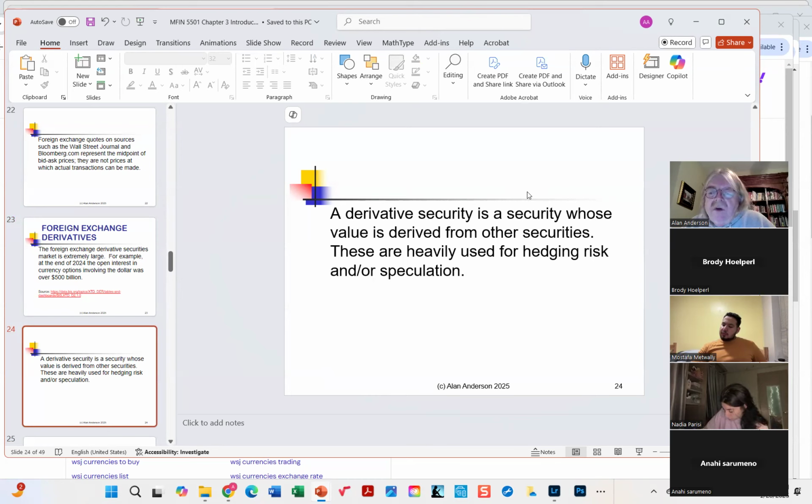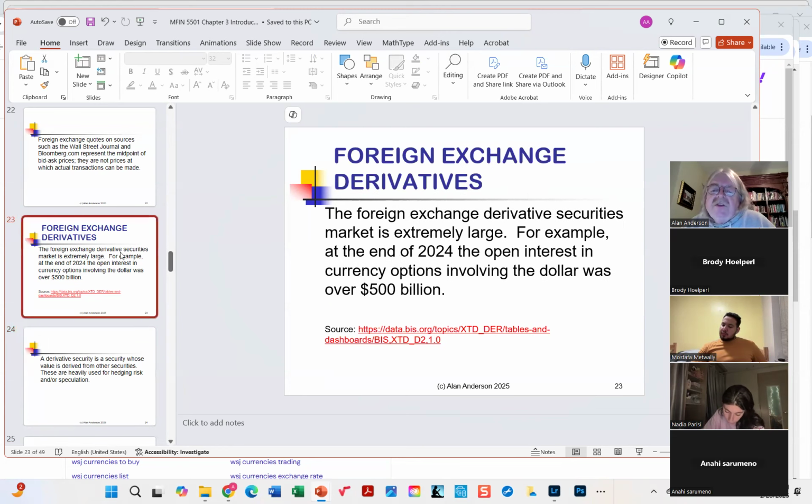Now, we're going to see later on in more detail what these securities are all about and how to use them. But for now, they just wanted you to be introduced to the idea. Just to give you a sense of how useful and powerful these things are, if you look at the end of last year, just currency options, which are a special type of derivative, the open interest in these things was over $500 billion. That's a lot of money. It's not $7 trillion, like the currency markets, but it's still a lot of money for these securities whose only purpose is to let us hedge risk.